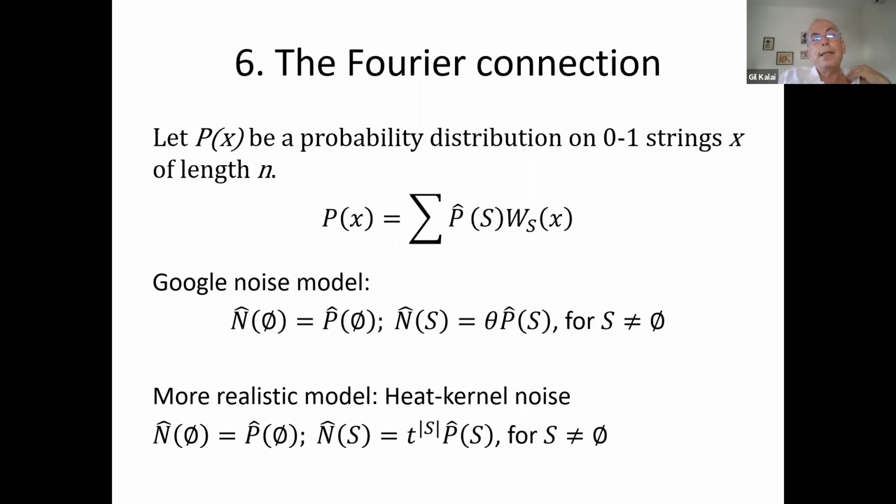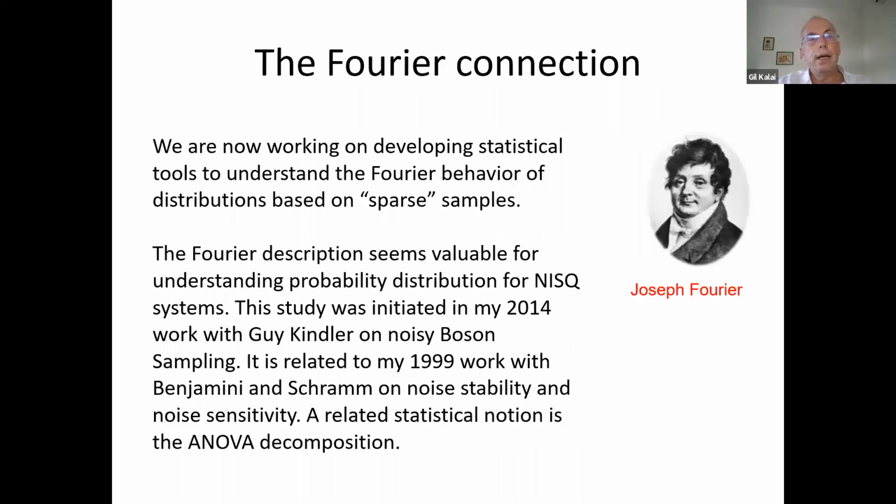Okay, let me start with the second paragraph here. The idea that Fourier description is useful to study a probability distribution for NISQ systems, noisy intermediate scale quantum systems, started in a work which I had in 2014 with Guy Kindler. And this work was not about noisy quantum circuits, but about another model which is called boson sampling.